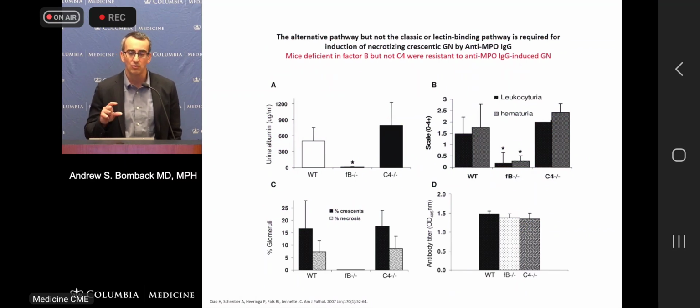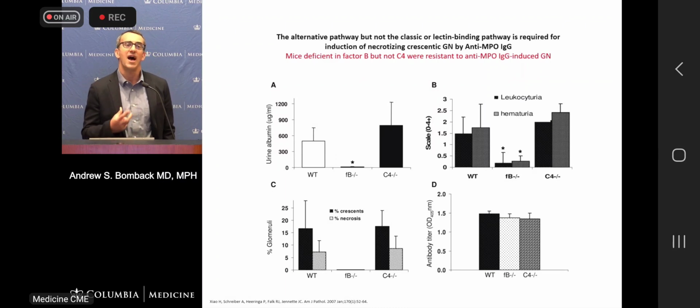Now, in terms of localizing which part of the complement pathway is involved, I mentioned earlier, and you also heard from Dr. Falk, that we're looking at the alternative complement pathway. How do we know that? Again, it's from beautiful experiments done by their group, which shows that if you knock out factor B, which is a key protein of the alternative complement pathway, and then you give the anti-MPO antibodies, you can protect against the albuminuria, the leukocyturia, the hematuria, the crescentic and necrotic glomeruli on light microscopy. Conversely, if you knock out C4, which is a protein that's involved in the classical and lectin pathways, you do not get that protection.